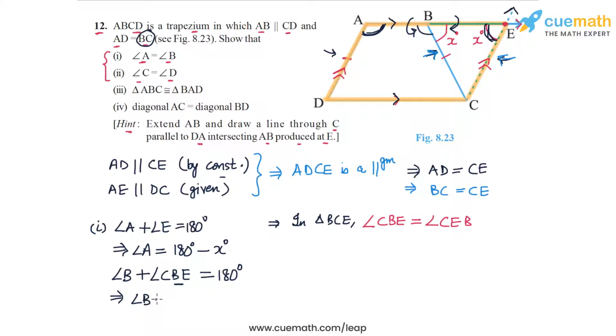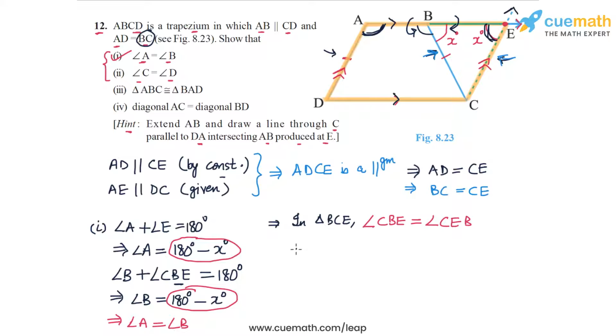So we have angle B also equal to 180 degrees minus x degrees. So both angle A and angle B have a measure of 180 degrees minus x degrees, and from here we can conclude that angle A is equal to angle B. So this proves part 1, angle A is equal to angle B.